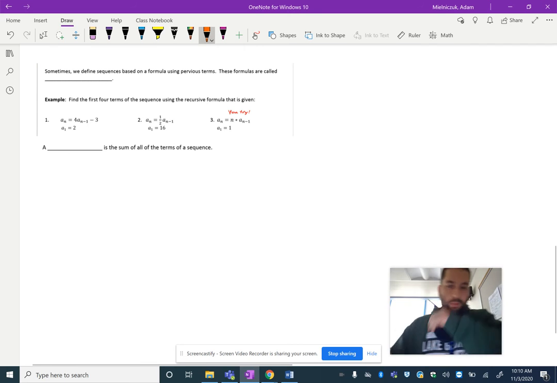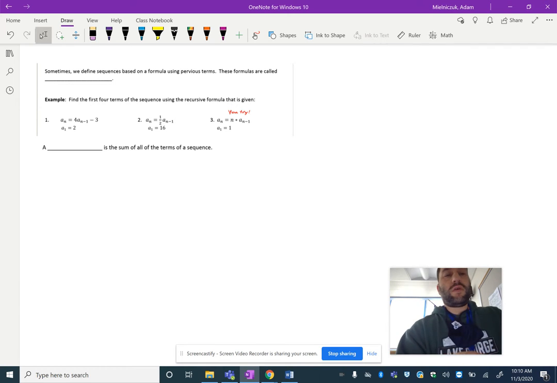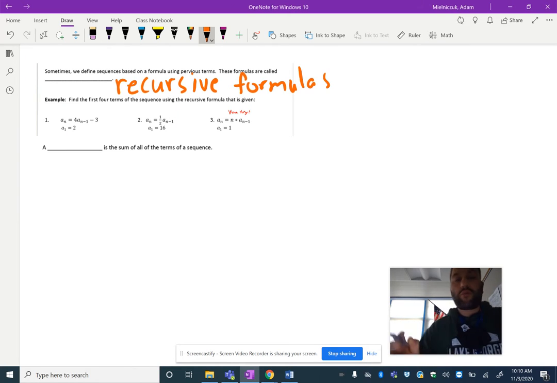All right, so the last thing we just talked about are called explicit formulas. They're equations used to find any term. But sometimes we define sequences based on a formula using previous terms. These formulas are called recursive formulas. And again, for these, you must know the previous term to get the next one. So it says find the first four terms of the sequence using the recursive formula that is given.